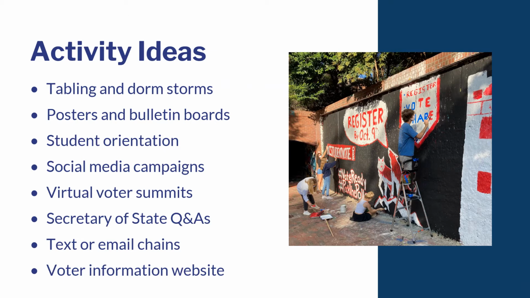Voter registration events can take a variety of forms. You can use tabling, dorm storms, posters and bulletin boards, registration at orientation, candidate forums, social media campaigns, virtual voter summits, question and answer sessions, text and email chains, social media, and much more to register students to vote. Feel free to brainstorm and come up with even more creative ideas.